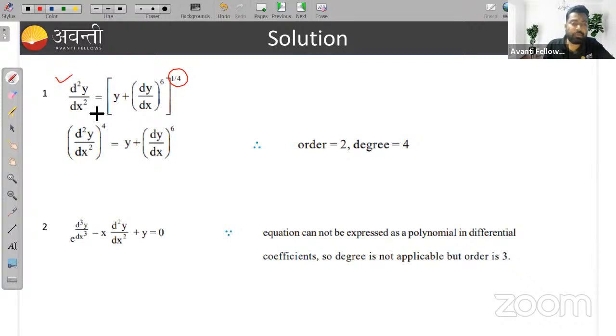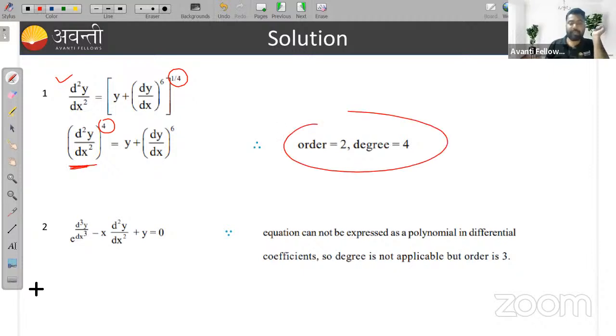So what is happening here? The order is 2. Already we know the order of this differential equation is 2. And what is the degree? Degree is the power of the highest order derivative. That is, d²y/dx² is my highest order derivative, and the power becomes 4. Okay, so the degree is 4 and the order is 2.